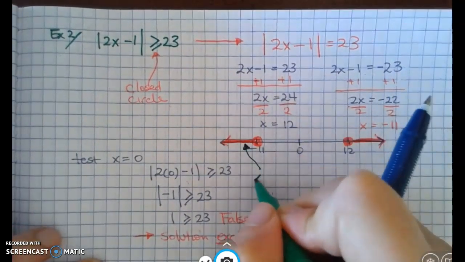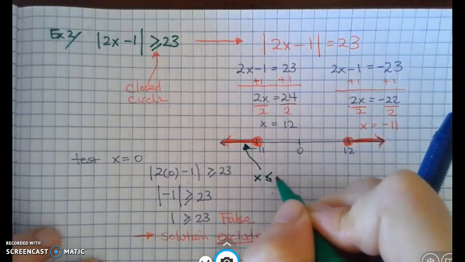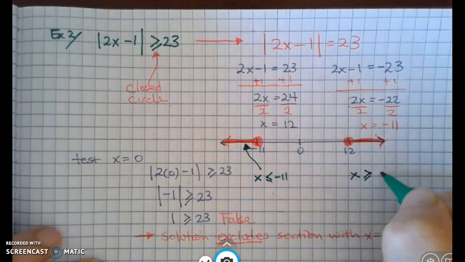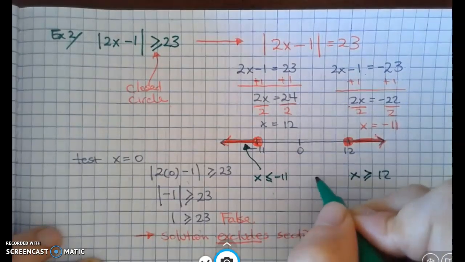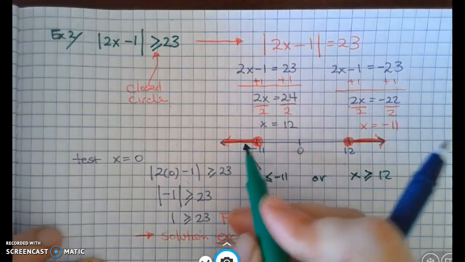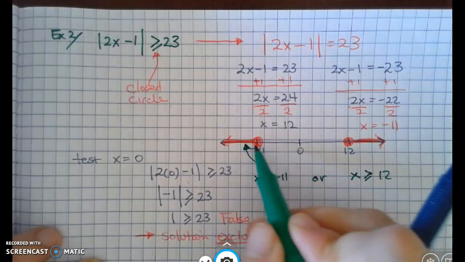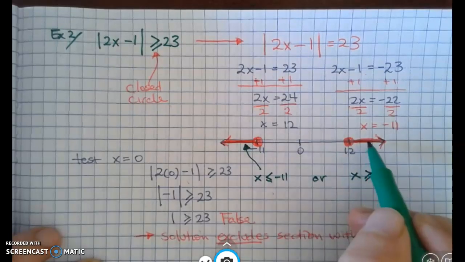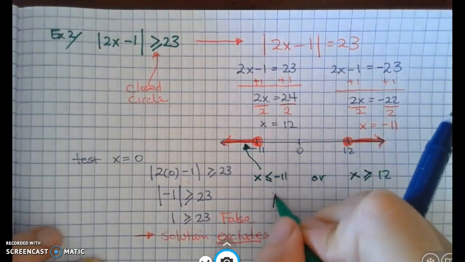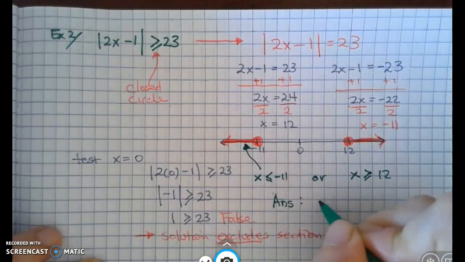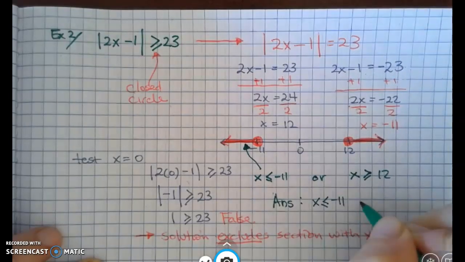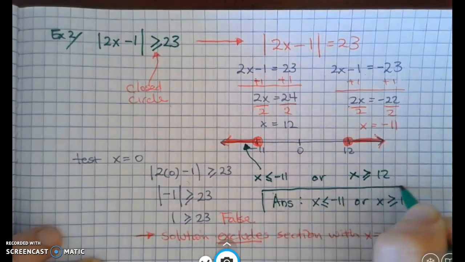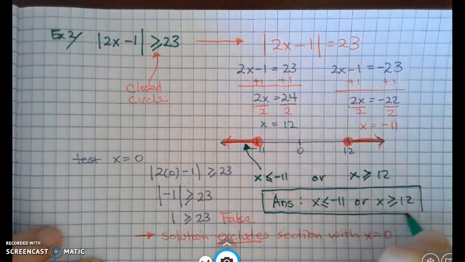So in this case, this tells me that x is less than or equal to negative 11, and this tells me x is greater than or equal to 12. In this case, the condition is "or", because you can never have any numbers that satisfy both, but it can satisfy one or the other inequality. So the answer is x is less than or equal to negative 11, or x is greater than or equal to 12, and this will be my answer to the solution.